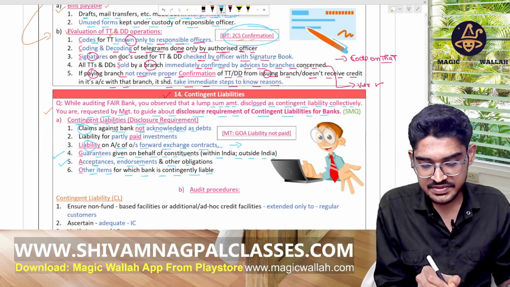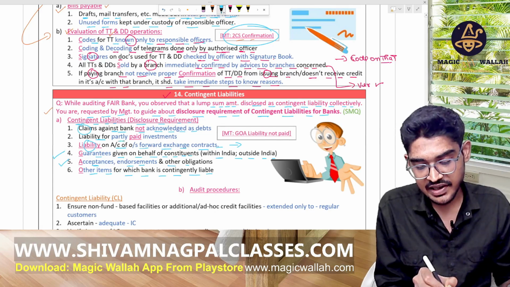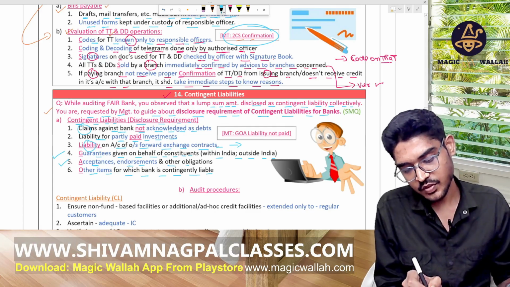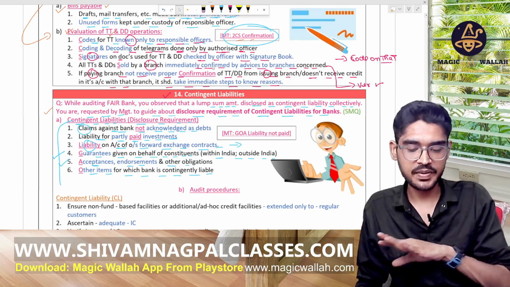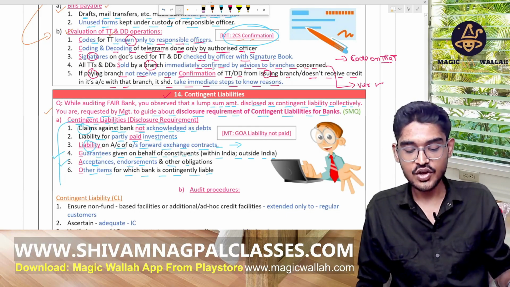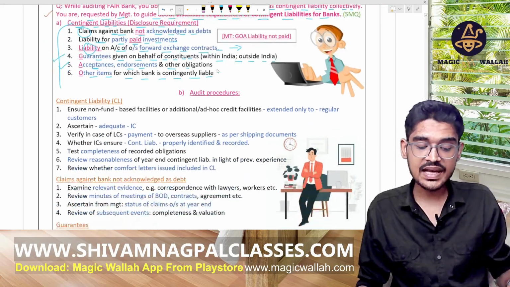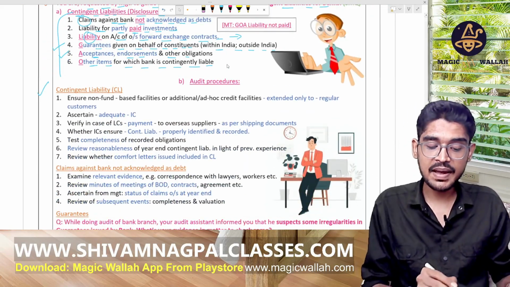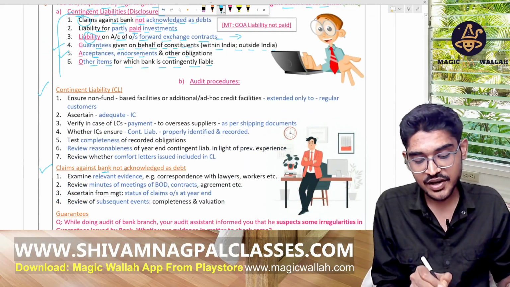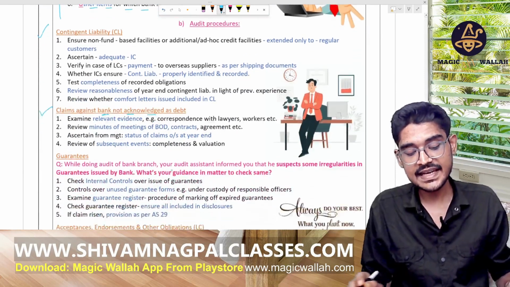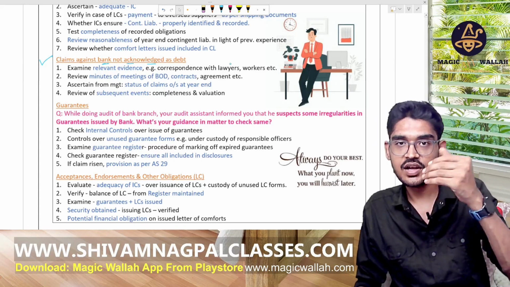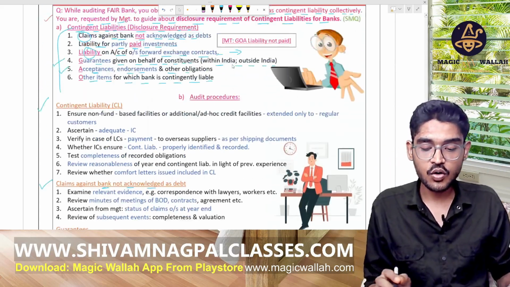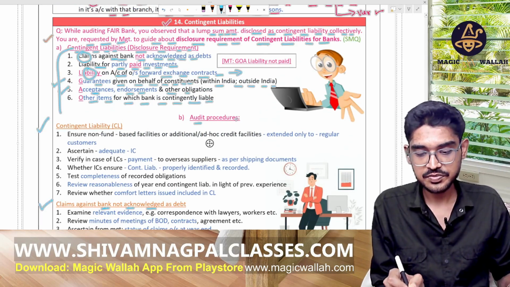So check these claims and liability for partly paid investment. So GOA LIABILITY NOTE PAID. These are the contingent liabilities. So what are the audit procedures to check the contingent liability? Check the claims against the bank not acknowledged as debts, check the guarantees, check the acceptance, endorsement, and other obligations. Okay, this is the audit procedure that we have to follow.